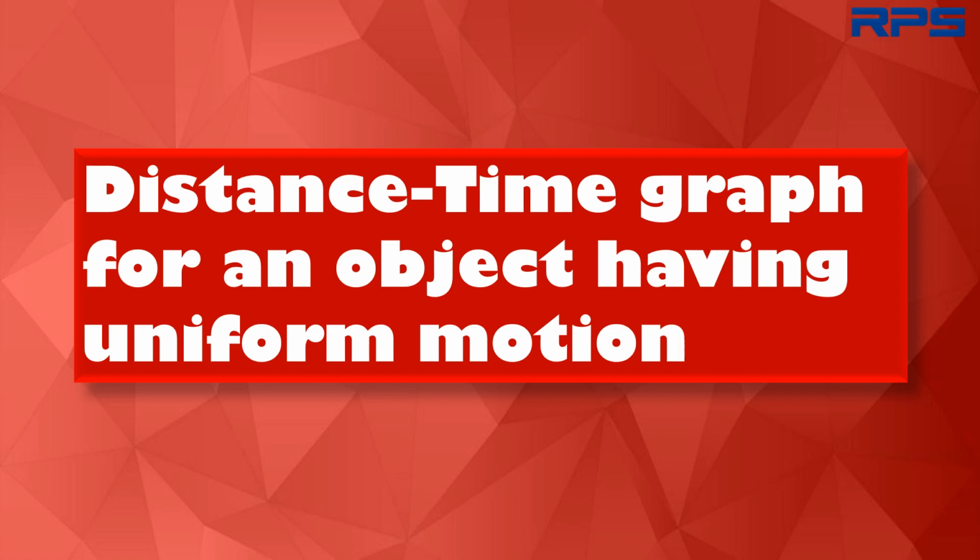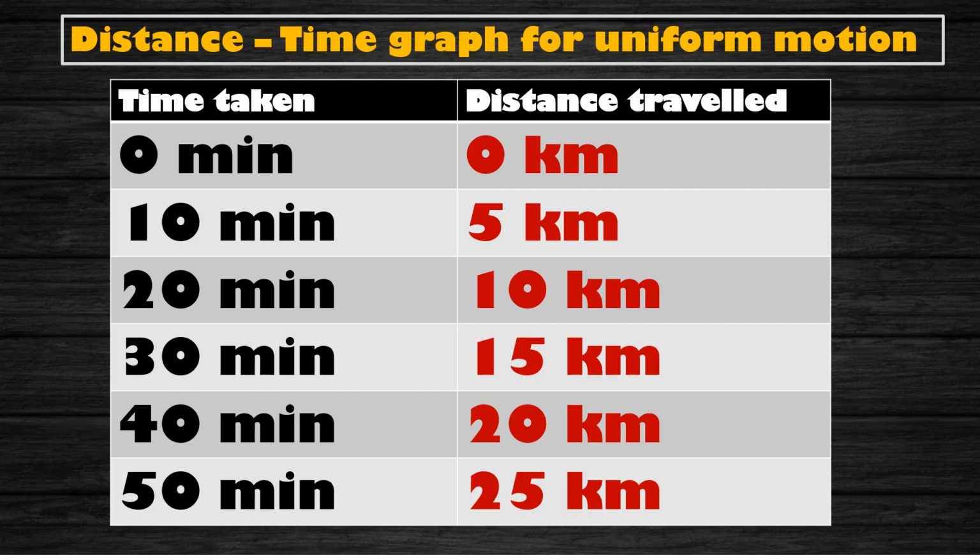Here, data regarding distance traveled and time taken by an object in uniform motion is presented in the form of a tabular data. When the data is presented in the form of a table, it is called tabular data. Let's use this data and plot a distance-time graph in case of a uniform motion.